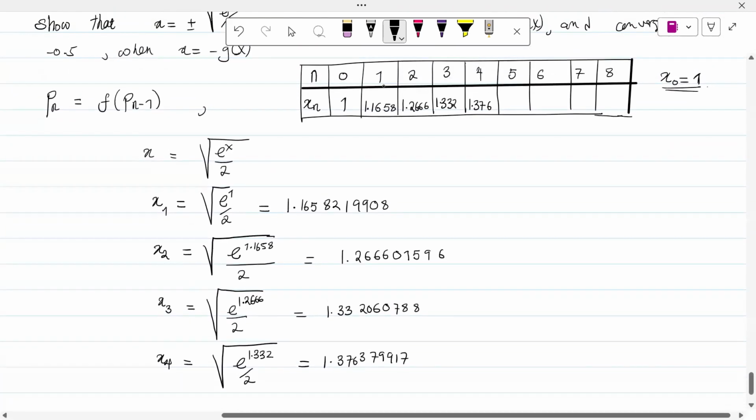And then let's find x5 when n is equal to 5. Again, this is e to the power 1.376 and the remaining digits, and then divide by 2. So what is that? 1.407 something there. And then x6.